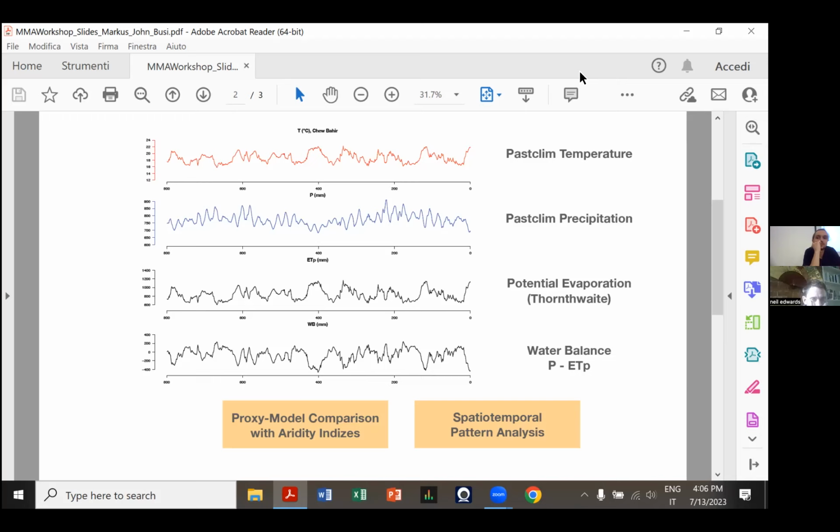So this is basically taking a point in the pastclim data set and then drilling vertically through it, rather than creating a map. What area did you take to represent Chew Bahir here? Yes, that's right now a very, very small area. The extent is not covering the whole catchment. Okay, that could make the proxy model difference for now.